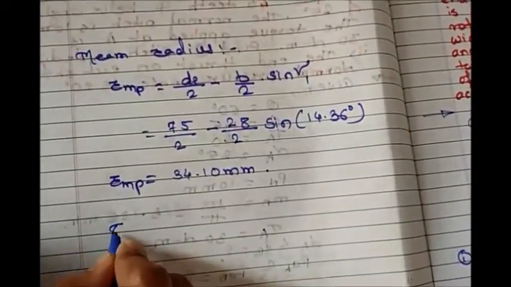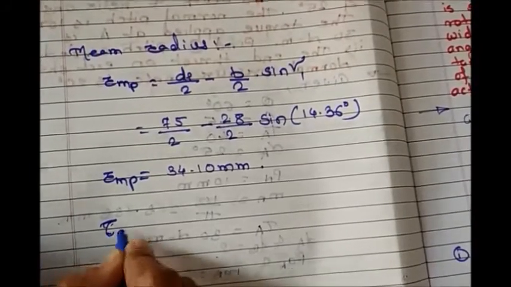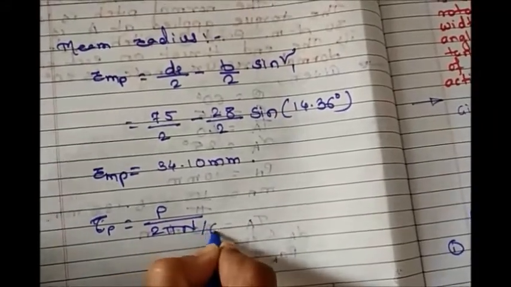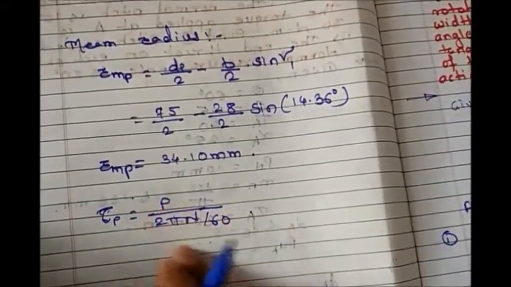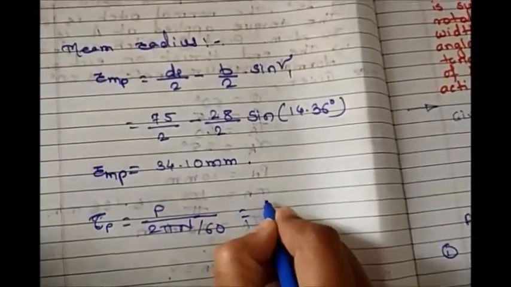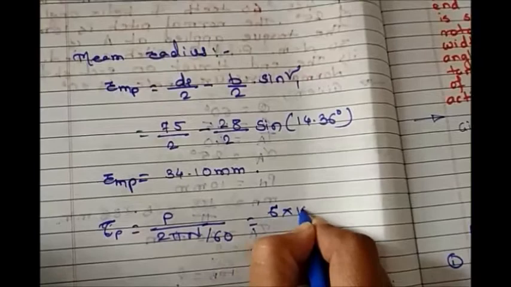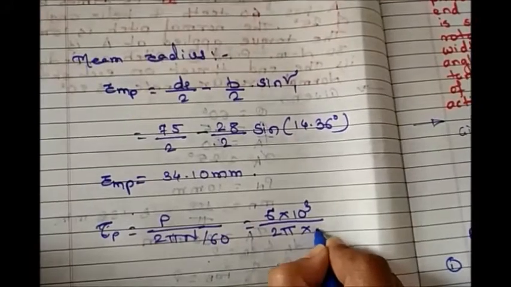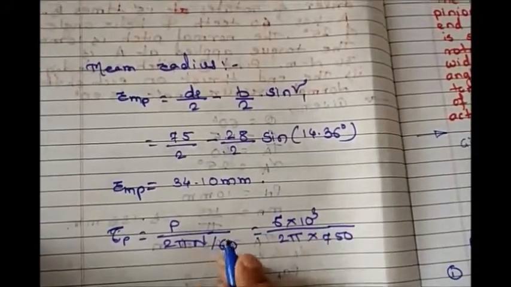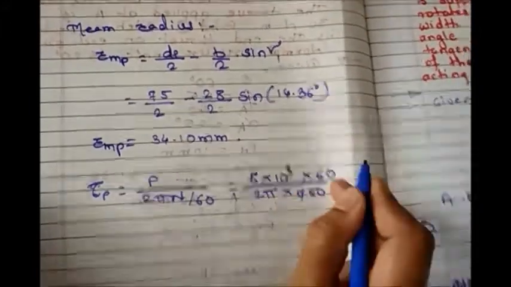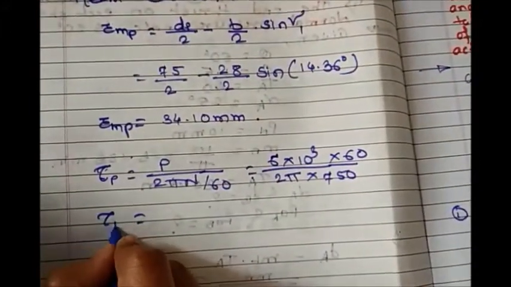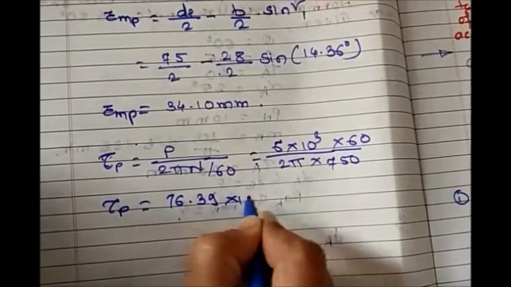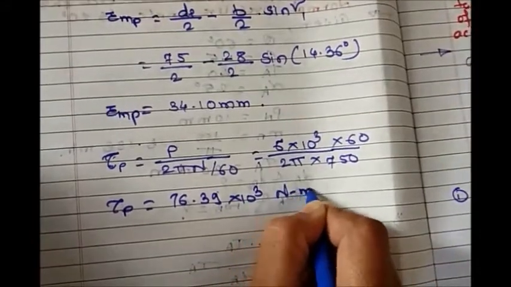Now to calculate the tangential force, let's first calculate the torque. Tau p is equal to p upon 2 pi n by 60, because we know power is equal to 2 pi nT upon 60. P is given as 6 kilowatt, so 6 into 10 raised to 3 divided by 2 pi, N is again given as 750, and this 60 goes up, so let me write 60 here. So we get tau p is equal to 76.39 into 10 raised to 3 Newton meter.